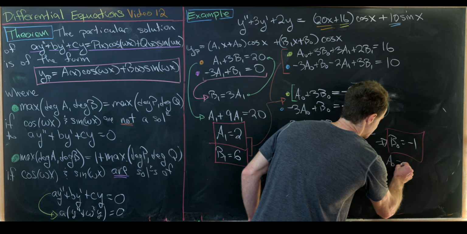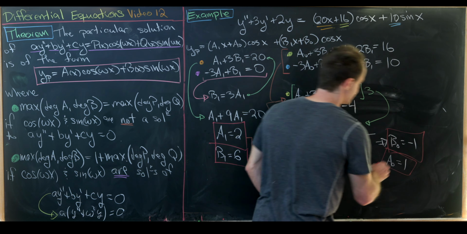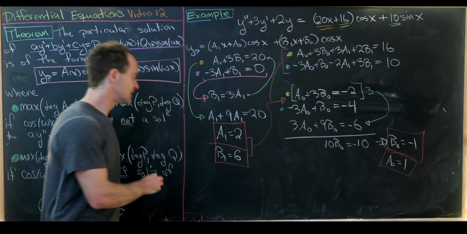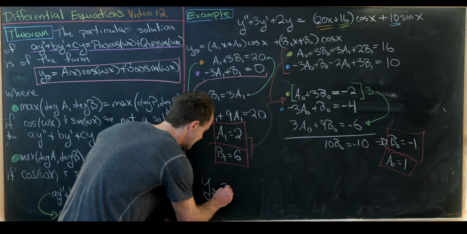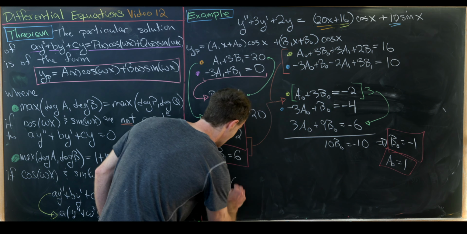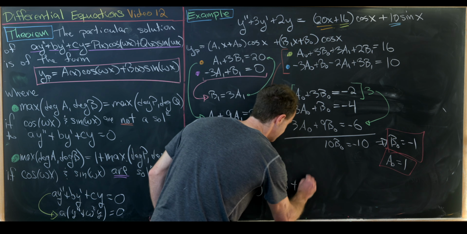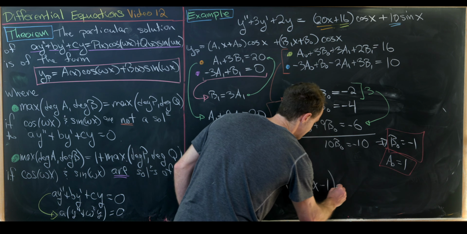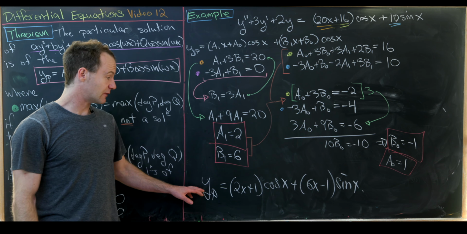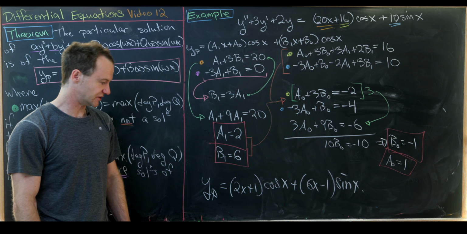But now we can plug that in really anywhere we want and get a value for a naught. And at this point, I'll just tell you that a naught is equal to 1, as that's just the leftover calculation, which isn't so bad at all. Which means we can finally write down a final form of our particular solution as 2x plus 1 times cosine of x plus 6x minus 1 times sine of x. And that would be, like I said, our particular solution for this differential equation.